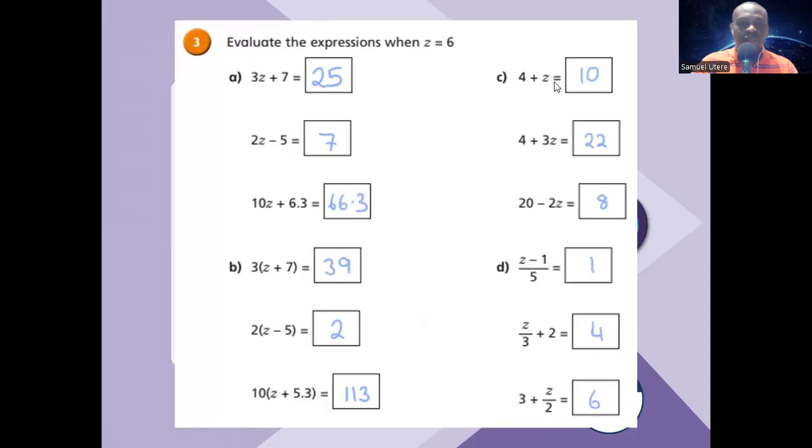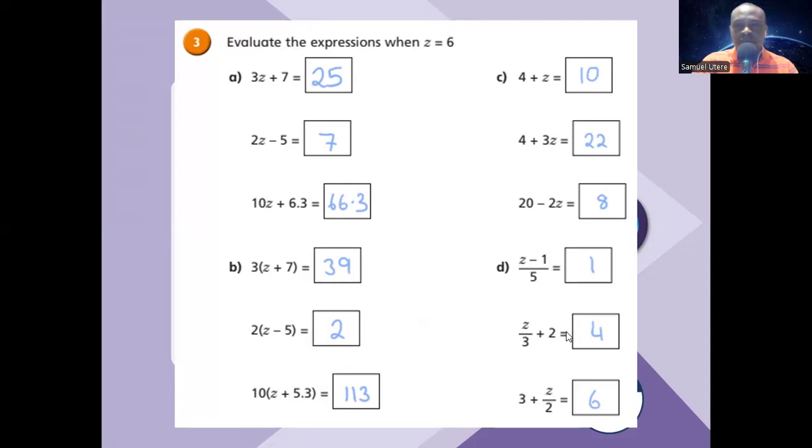These ones we can just do as substitution straight away. You already know how to do algebraic substitution, yeah? So here you've been asked to make z 6. So this will mean 3 times 6 plus 7. This will mean 2 times 6 minus 5. This will mean 10 times 6 plus 6.3.